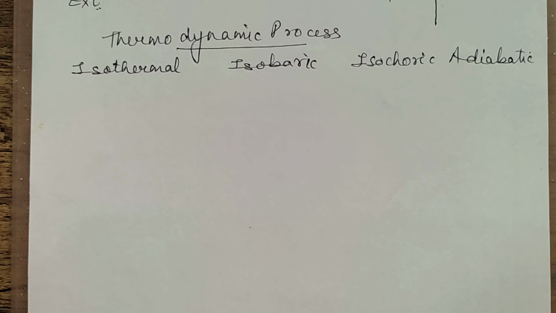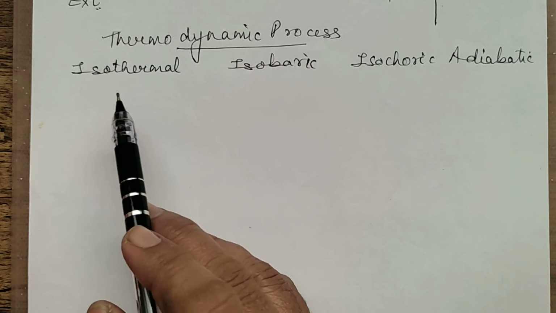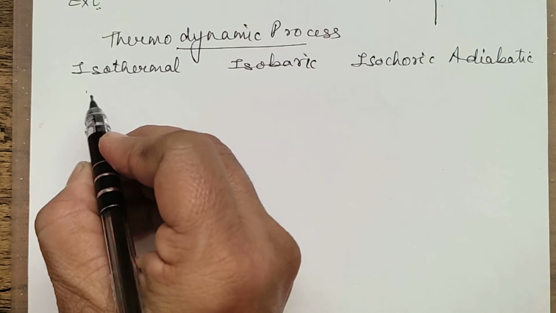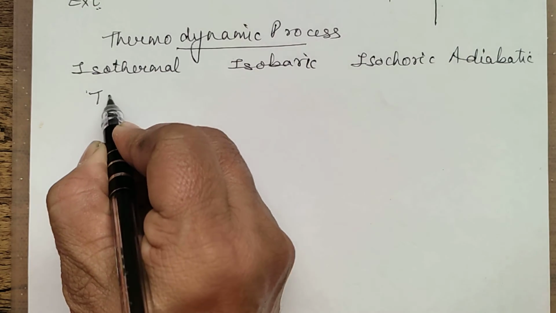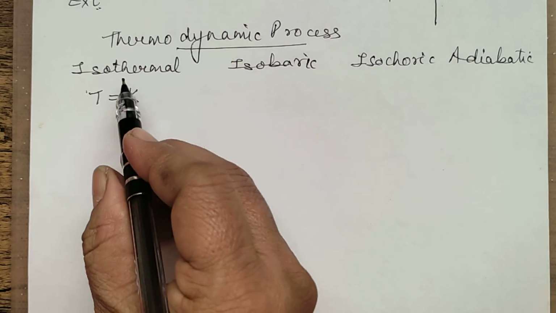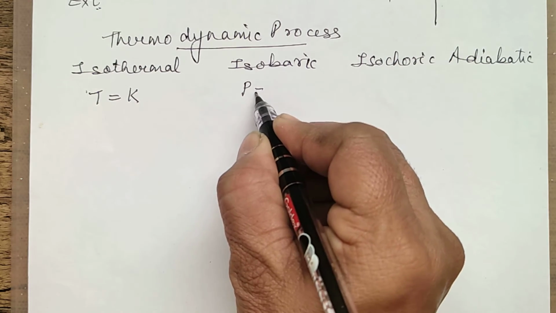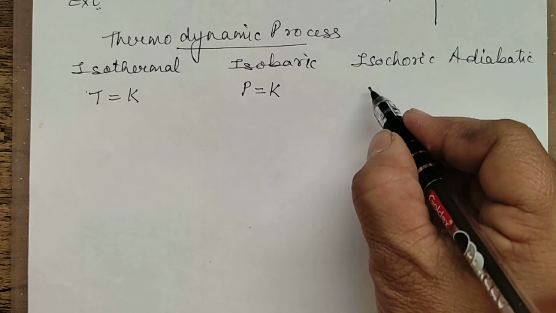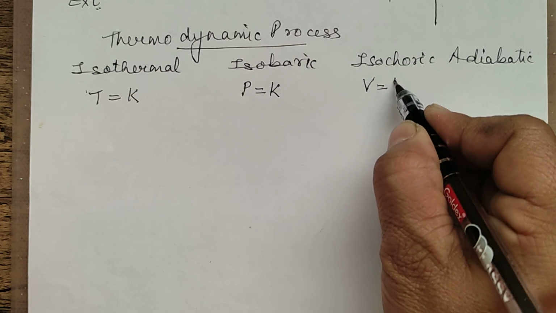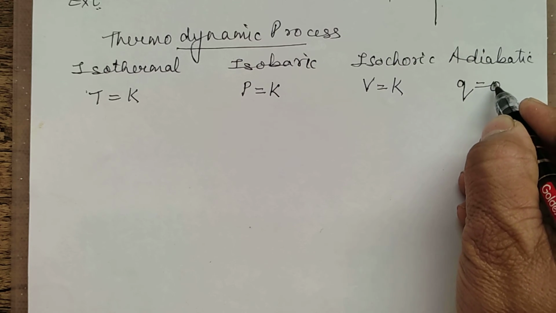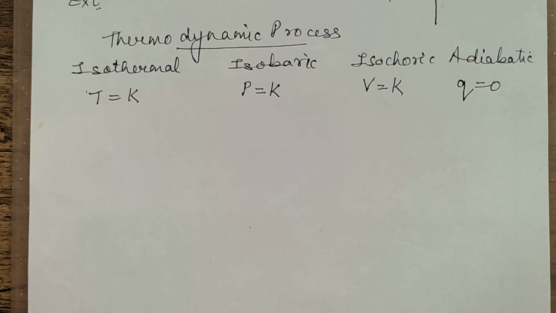Got it? Now, next we are doing is thermodynamic processes. There are mainly 4 types of thermodynamic processes we will come across. Isothermal. Iso means same, thermal means temperature. So those processes which are carried out at constant temperature are called isothermal processes. Isobaric: processes which are carried out at constant pressure. If they are carried out at constant volume, they are called isochoric. Adiabatic processes are those which are carried out at constant heat. That means there is no heat change taking place in them.